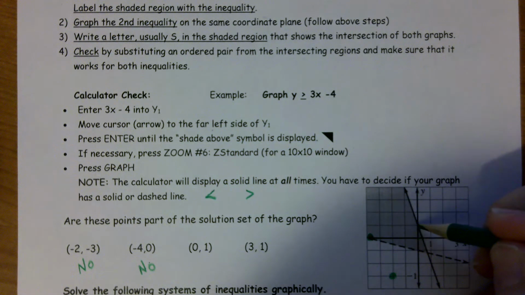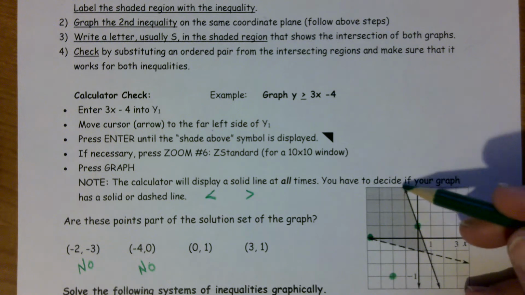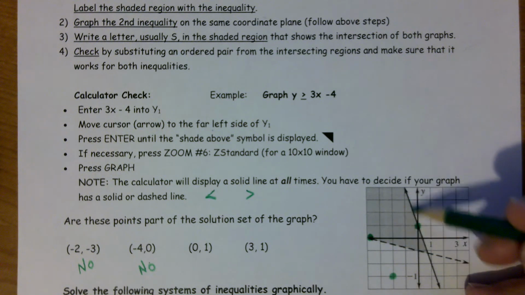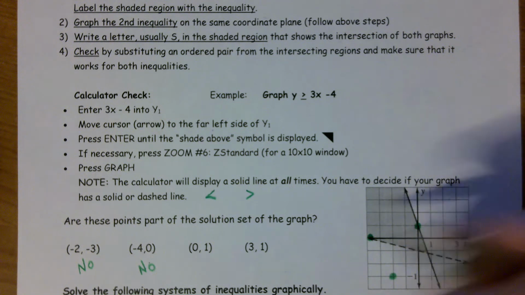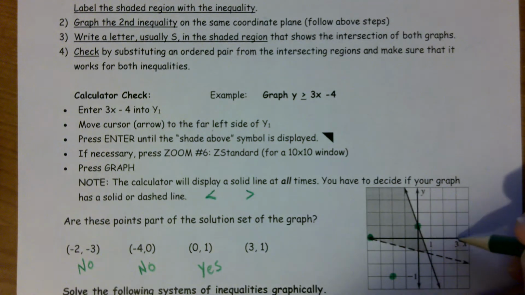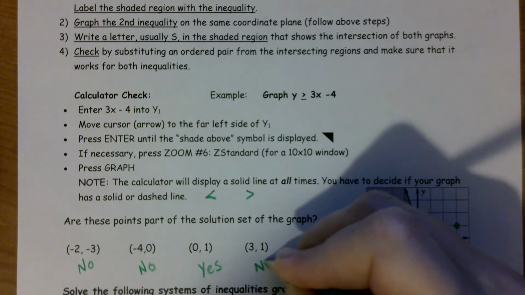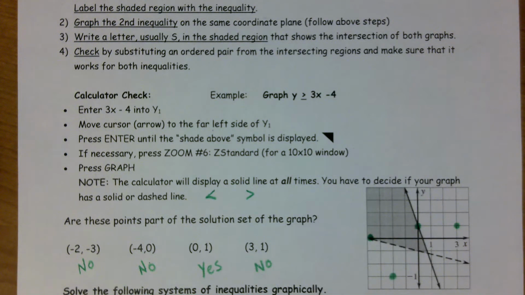Now we have 0, 1, and this is on the boundary line that has this intersecting region, so this is included in the solution set. And finally 3, 1. And this is not anywhere in the solution set in this intersecting region, so this is not part of the solution set.